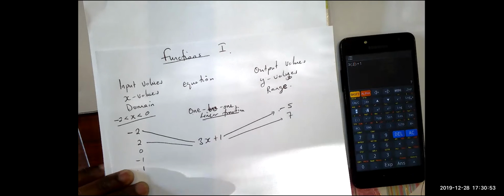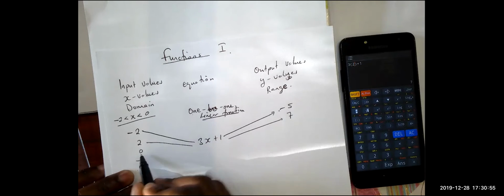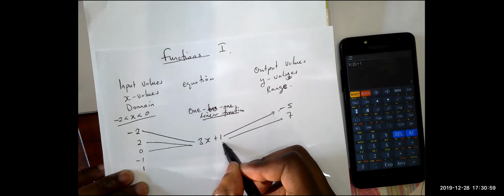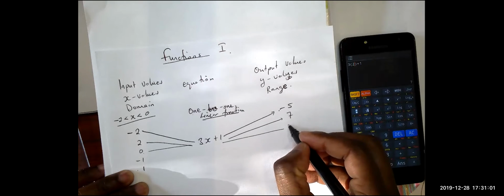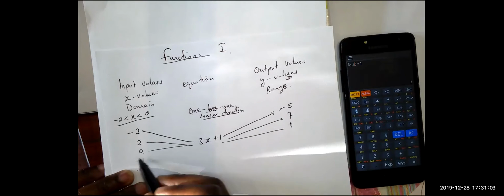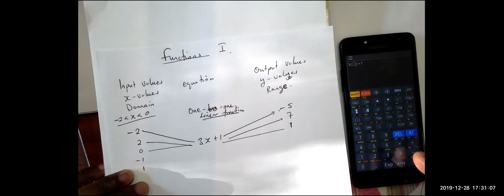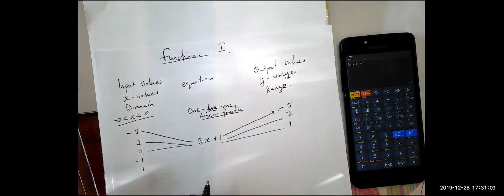Now, what about if x is equal to 0? What we have here is that 3 times 0 is 0, then it will give us 1. Then negative 1, if x equals negative 1, let's put negative 1 here.